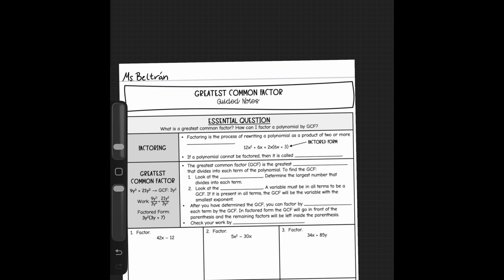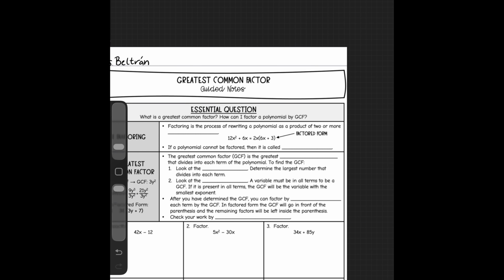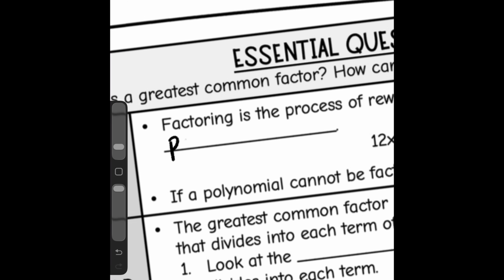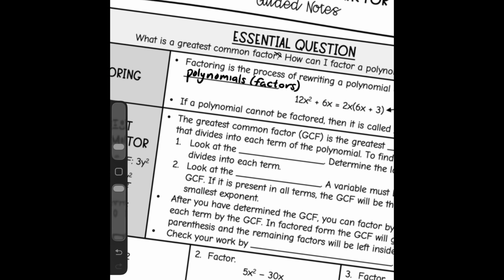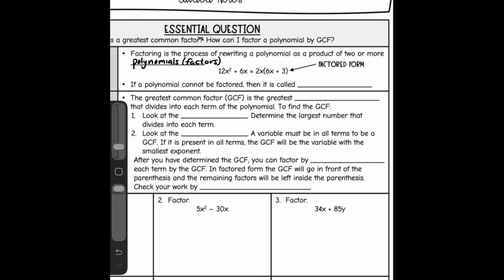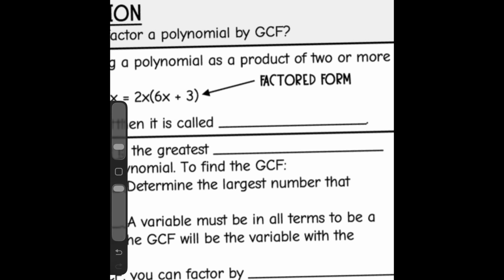So, the factoring process. Factoring is a process of rewriting a polynomial as a product of two or more polynomials, or factors. And you're probably like, Ms. Beltran, those are just words. Yes, they are. But let's look into this. If a polynomial cannot be factored, then it is called prime.